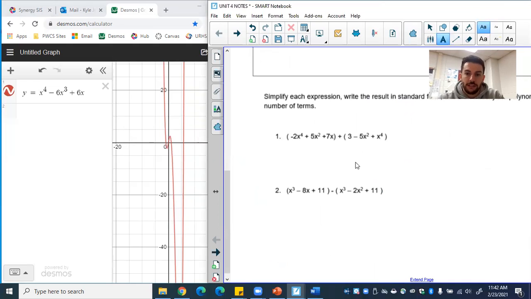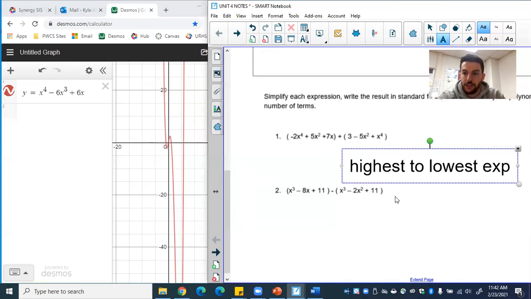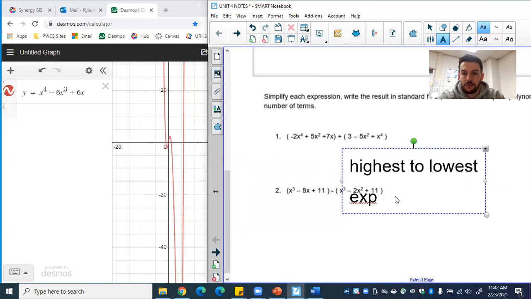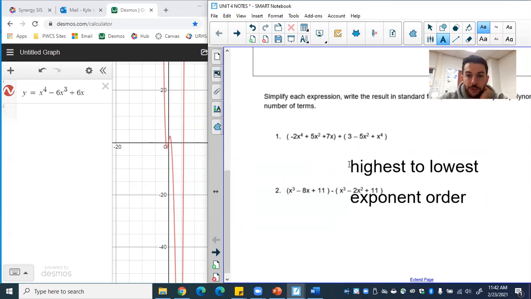Basically, the only thing with these is that you would combine your like terms in this case. In polynomials, the standard form is highest to lowest exponent order. That's the order that you want to put these terms in, highest to lowest exponent order. So in this case, we would combine the like terms that we can. And then the highest exponent in this group would be a 4, so that term would go first. And then x squared would go second, and after that. That's similar to stuff you would have done in Algebra 1, but we're more concerned with the graphs here today.